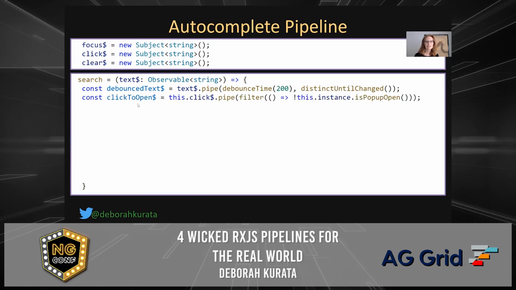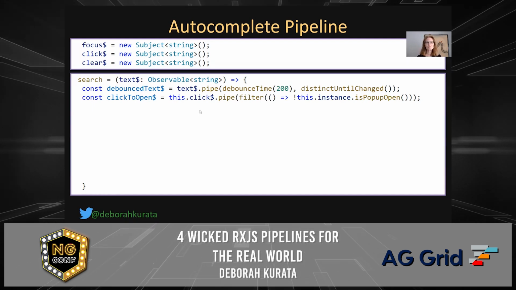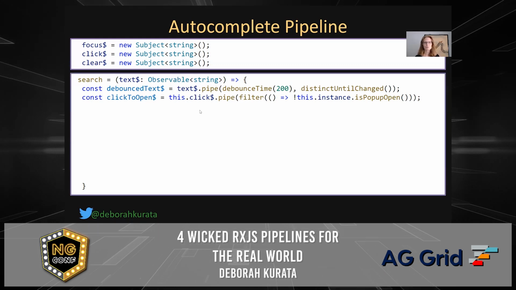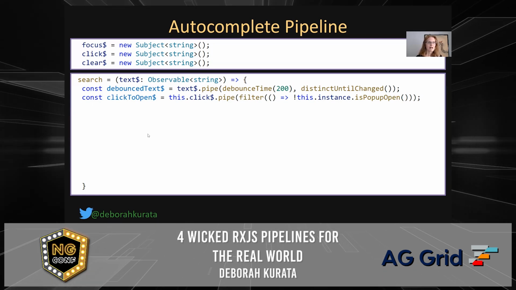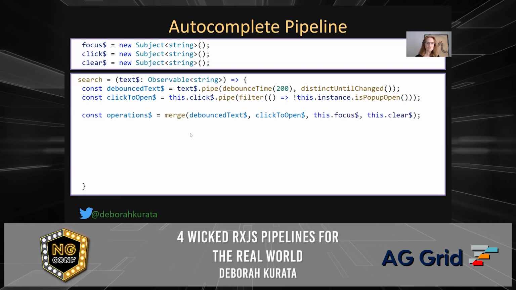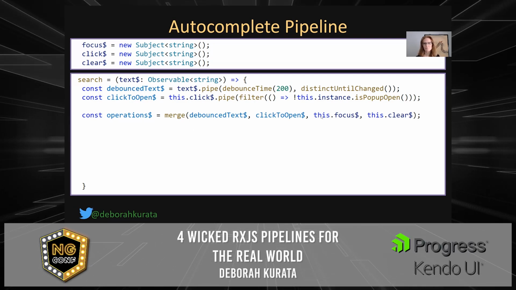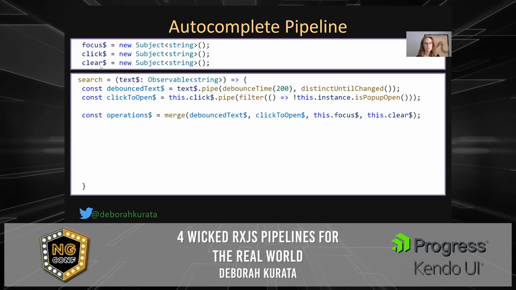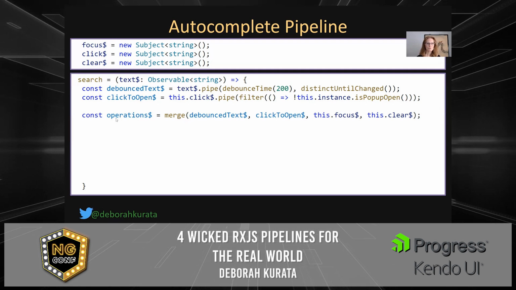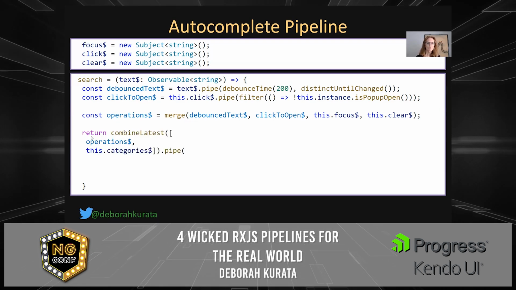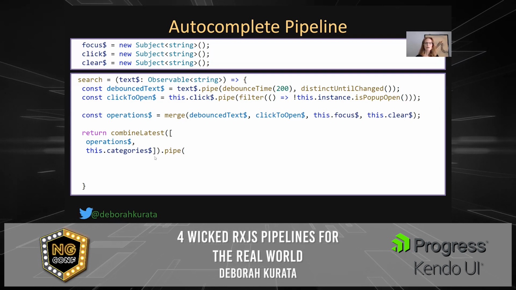All right, then click to open. We're going to pipe that through a filter. So if it's already open, it won't tell it to close. We're only going to open it if it's not already open. Then we do a merge, and we take our debounce text, which is this guy, our click to open, which is this guy, our focus and clear, which come from up here, and we're going to merge them all into this operation stream. Then we're going to combine the operation stream with our categories so that we can work with both of those together.